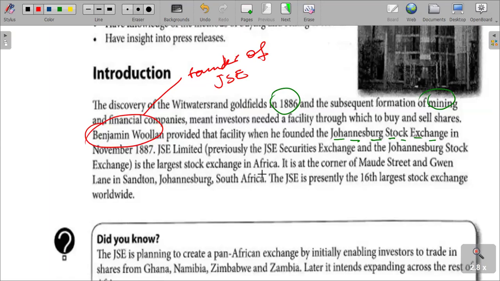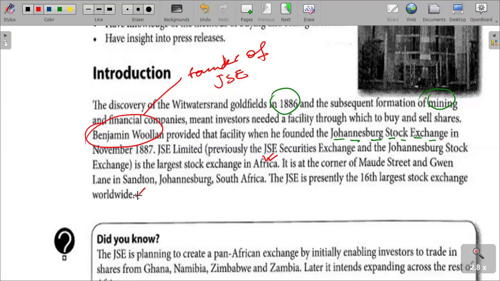Also understand the meaning of JSE. You will see it written JSE on the news and everywhere else. JSE stands for Johannesburg Stock Exchange. It's the largest stock exchange in Africa. You need to understand that our African continent has the largest stock exchange, which is the JSE. It is at the corner of Mount Street and Gwen Lane in Sandton, Johannesburg, South Africa, and is presently the 16th largest stock exchange worldwide.